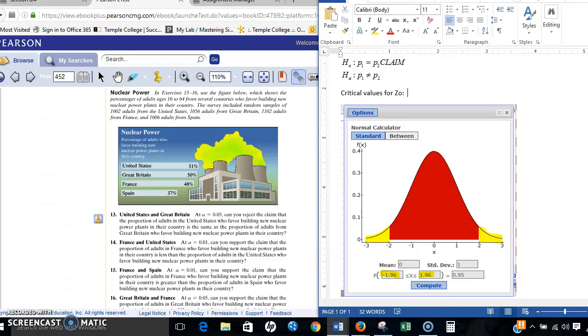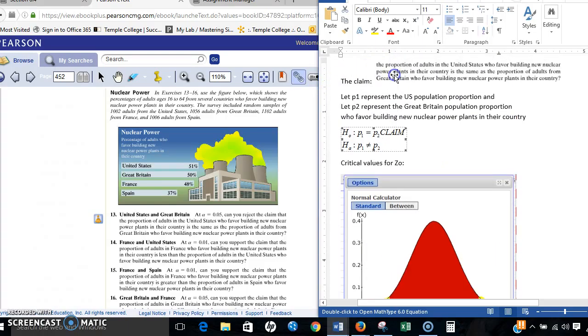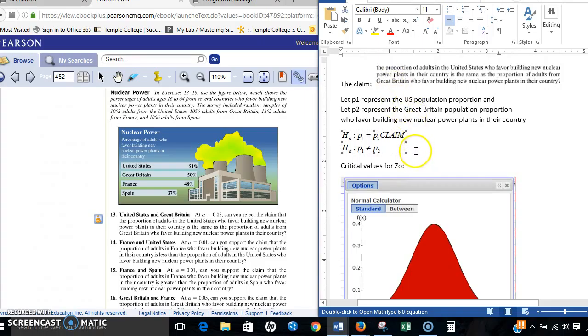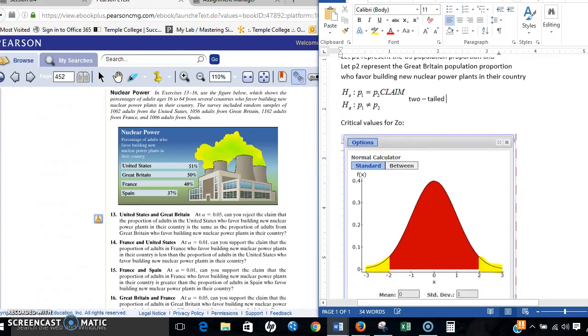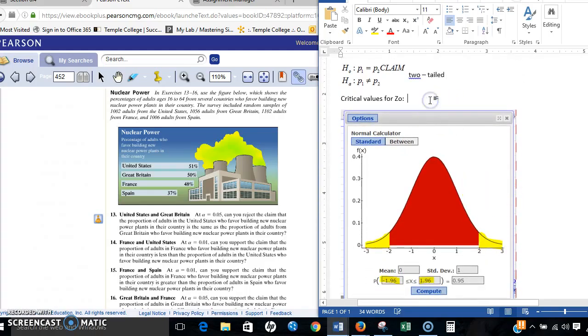Since it's two-tailed because it's not equal, this not equal here means that we're going to do a two-tailed normal calculator distribution. So it's two-tailed test. So the critical values are negative 1.96 and 1.96.